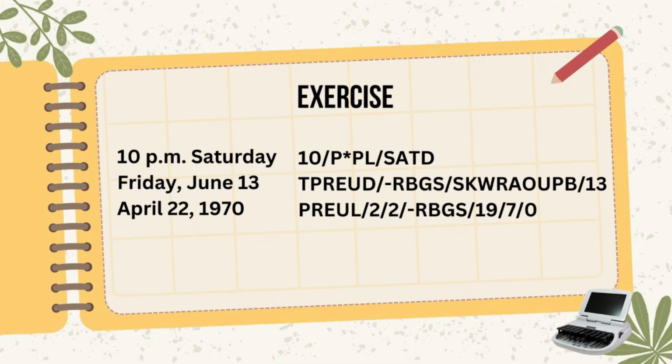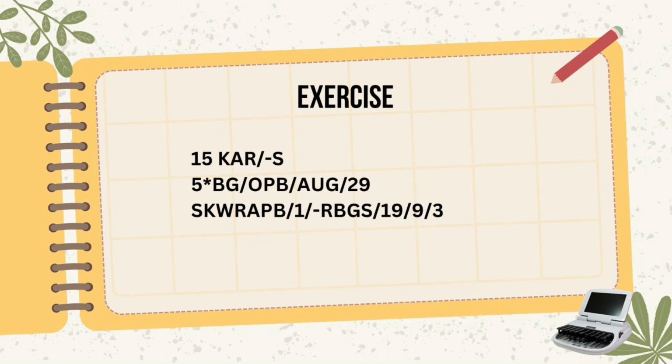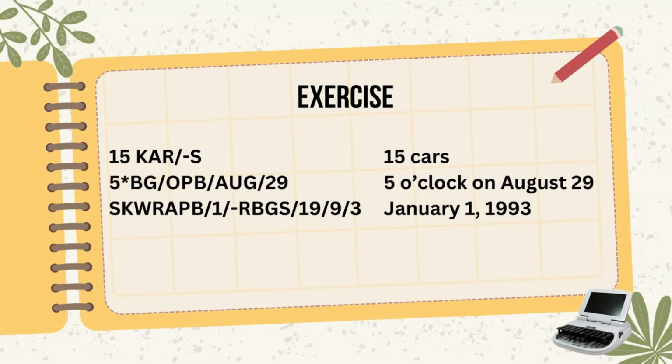Now let's proceed. This one. You read this. I'll give you 3 seconds. You can also still pause the video and write your answer in the comment section. So we'll reveal the answer in 3, 2, 1. Now this is the answer. 15 cars, 5 o'clock on August 29 and January 1, 1993. So the o'clock there is the word clock, since it's asterisk final K. Okay, I hope you got the correct answer.